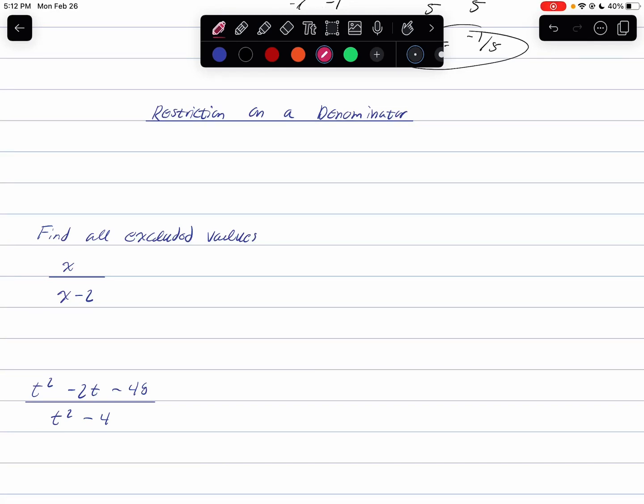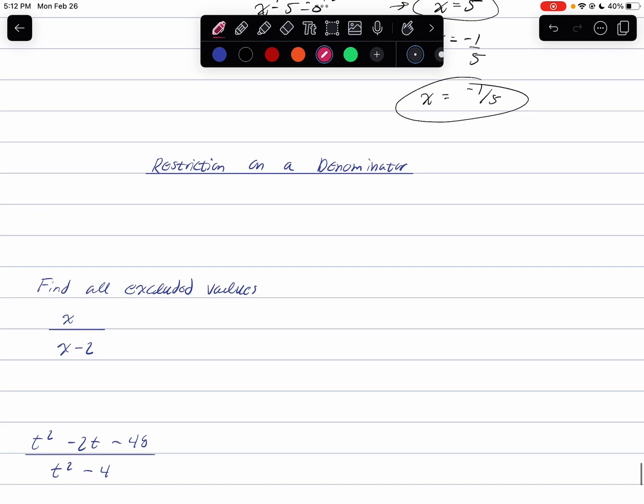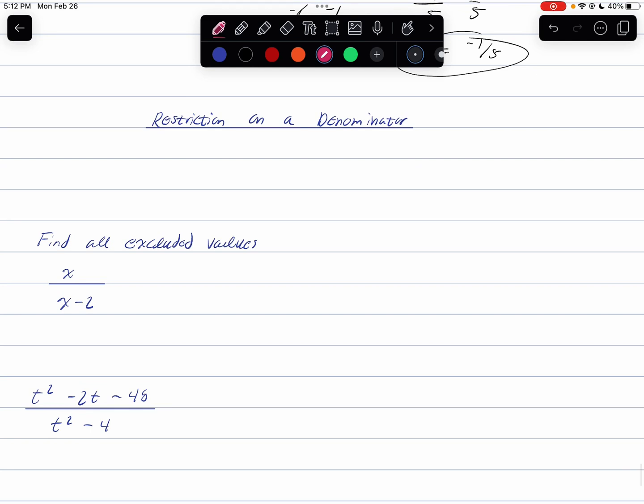Hi everyone. In this video, I want to talk about when we have an expression that involves a fraction, or you can think of this as a rational expression. Basically, if we have some kind of variable in the denominator, I want to talk about when we have to place restrictions on that variable.